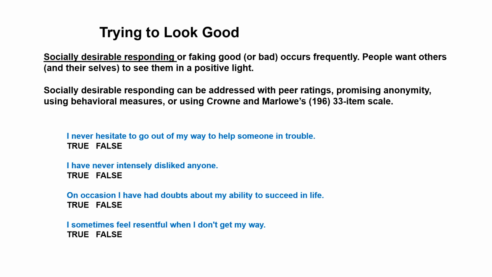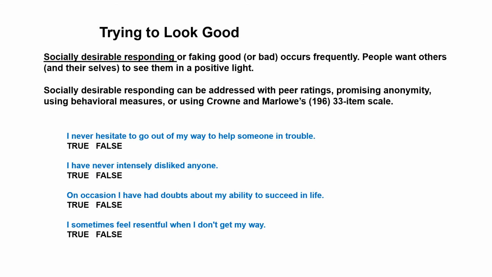Some examples here. I never hesitate to go out of my way to help someone in trouble. Of course, people are going to say true to this, even if they wouldn't necessarily. I have never intensely disliked anyone. People are more likely to say true to that, even if they have at some point. On occasion, I have had doubts about my ability to succeed in life. I sometimes feel resentful when I don't get my way. With things like this, responding a certain way is what is socially desirable, so people are more likely to respond that way. How do you get around that?